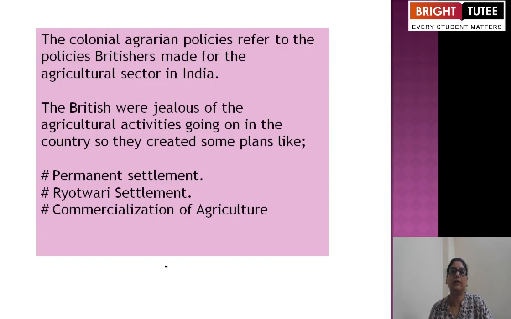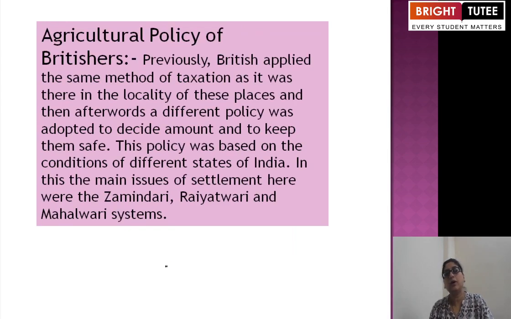The colonial agrarian policy referred to the policy the British made for the agricultural sector in India. The British were jealous of the agricultural activities going on in the country, so they created some plans like permanent settlement, Ryotwari settlement, and commercialization of agriculture. Now, agricultural policies of the British.